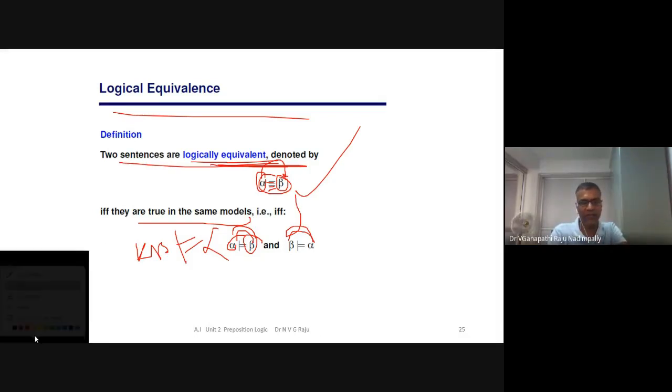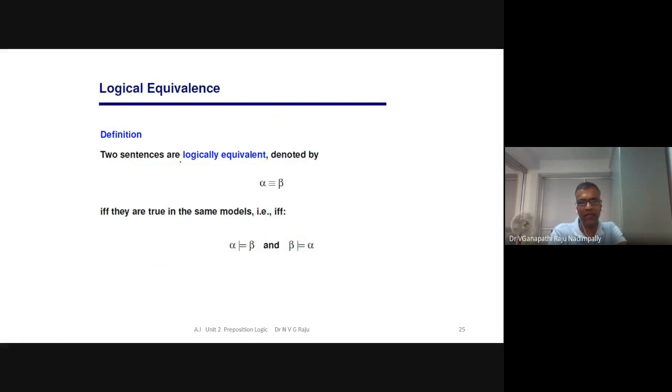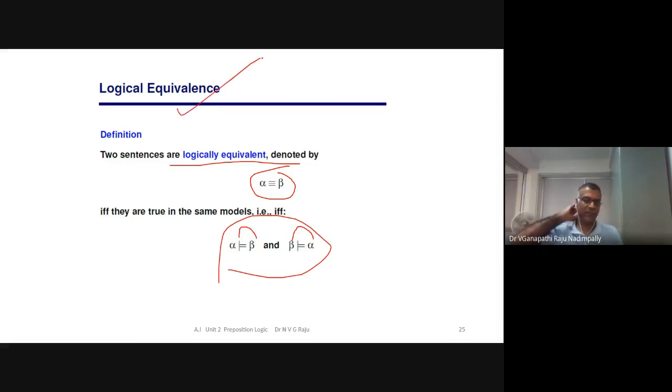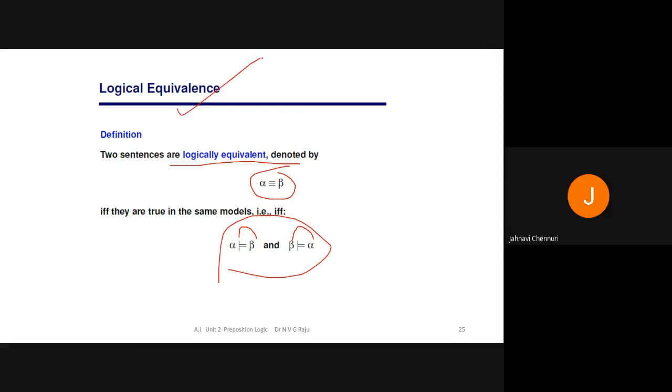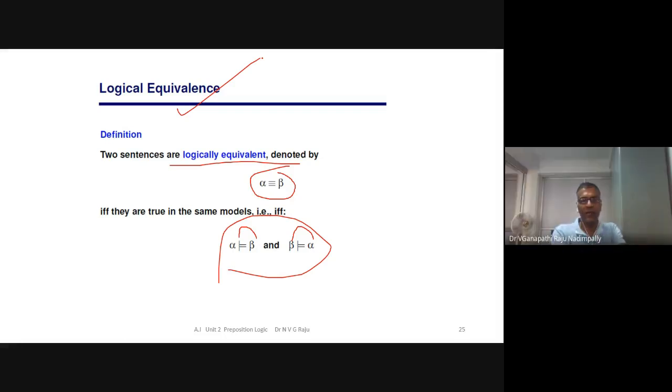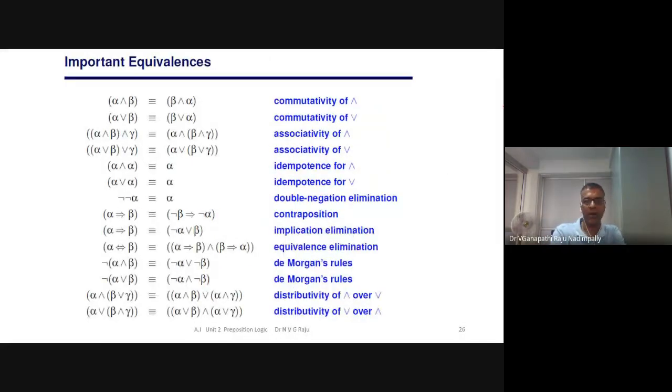Is it okay? Two sentences are logically equivalent, denoted alpha equivalent to beta, if and only if beta entails alpha and alpha entails beta. If this rule is satisfied, we call them logically equivalent. From these equivalences, we get valid, satisfiable, and unsatisfiable formulas. You know all these formulas: commutative law, associative law, De Morgan's laws, and distributive laws.